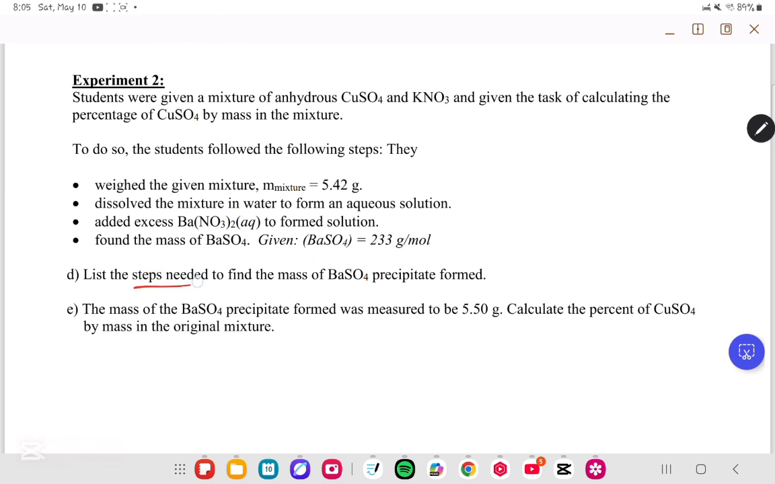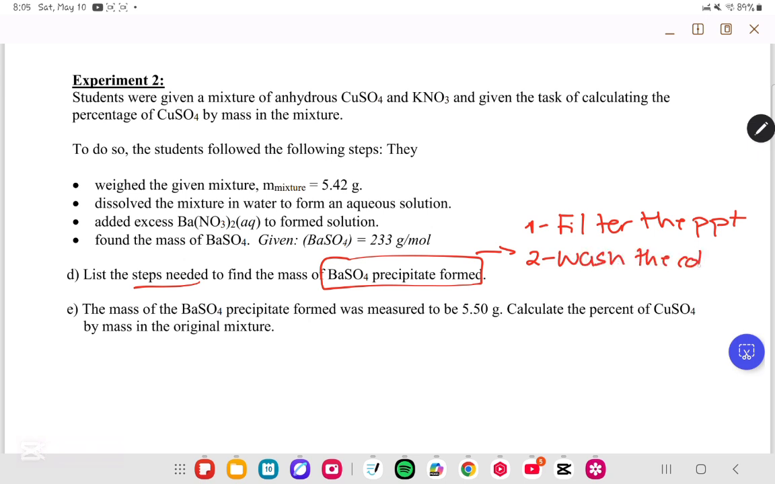So, the steps needed to find the mass of BaSO4 precipitate formed is what? The first step is to filter the precipitate. PPT means precipitate, so you will filter the precipitate. The second step is you're going to wash the collected residue with distilled water. Okay, sorry for the bad handwriting. You wash it with distilled water to make sure that there are no more impurities, okay? Or to clean it, okay?